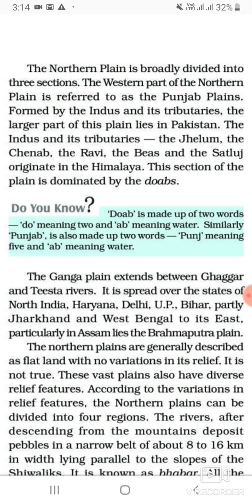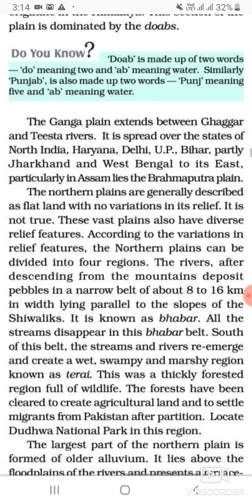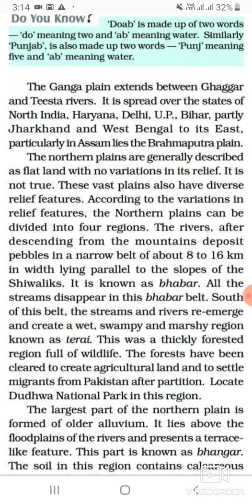So the northern plains have 4 regions with different relief features. So what are the 4 regions? The 4 regions are Bhabar, Terai, Bhangar and Khadar. So which part is known as the Bhabar? It lies at the foot of Shivalik, a narrow 8 to 16 kilometer wide belt of pebbles.